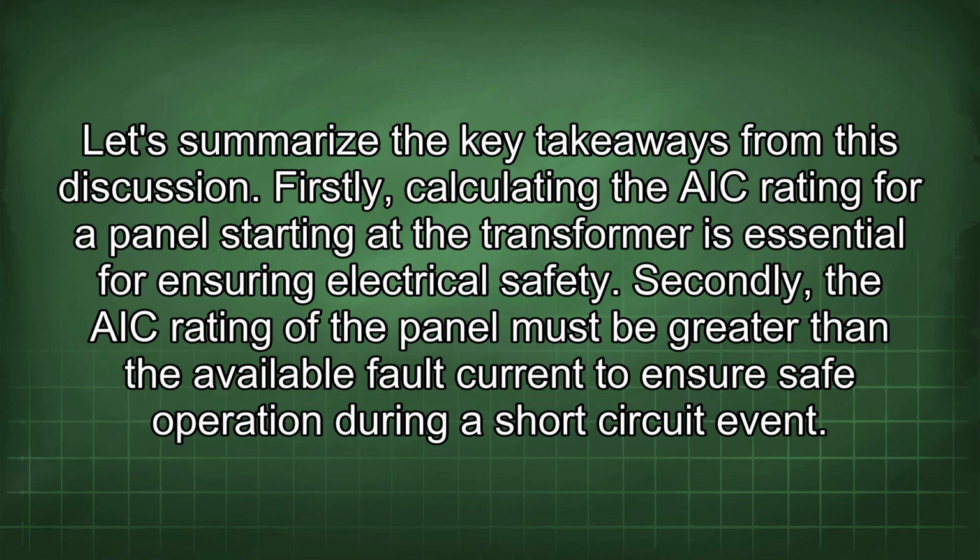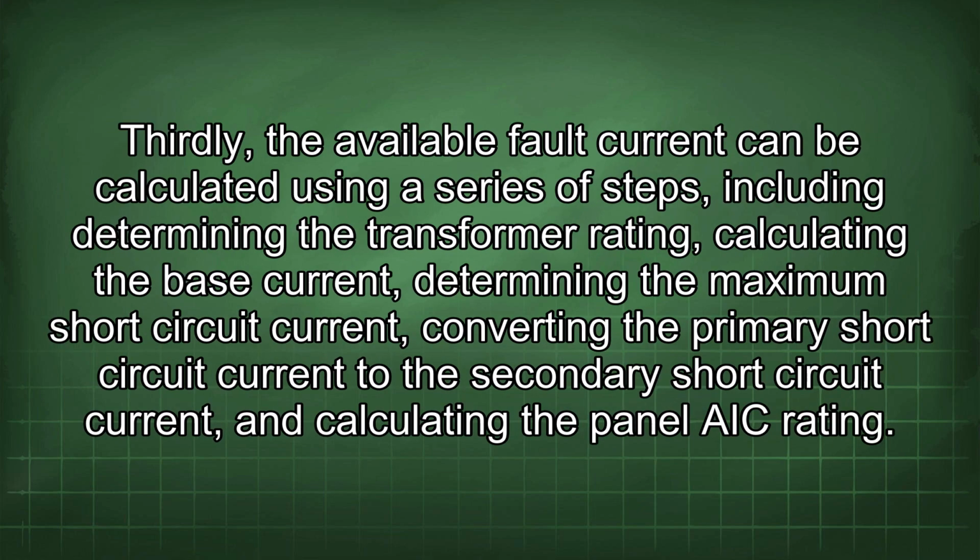Let's summarize the key takeaways from this discussion. Firstly, calculating the AIC rating for a panel starting at the transformer is essential for ensuring electrical safety. Secondly, the AIC rating of the panel must be greater than the available fault current to ensure safe operation during a short circuit event. Thirdly, the available fault current can be calculated using a series of steps, including determining the transformer rating, calculating the base current, determining the maximum short circuit current, converting the primary short circuit current to the secondary short circuit current, and calculating the panel AIC rating.